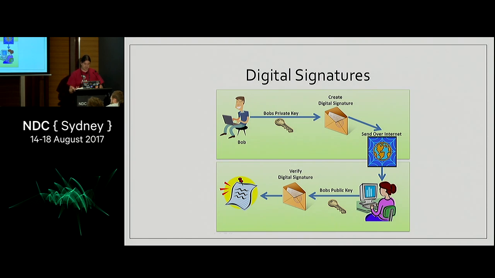You send the message over the internet, or the intergalactic spider's web, on my diagram. I'm not very good at art and design, I'm afraid. So you send that digital signature to Alice at the bottom there, and then she uses Bob's public key to verify that signature. If anyone else other than Bob created that signature, then the signature won't verify at the end. So Alice will know that that message didn't come from Bob.